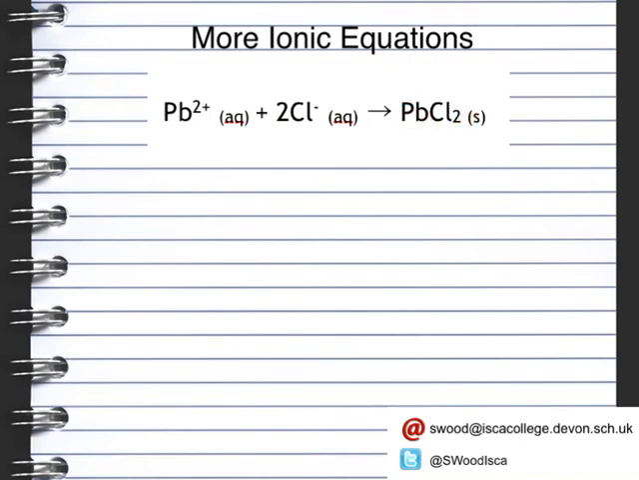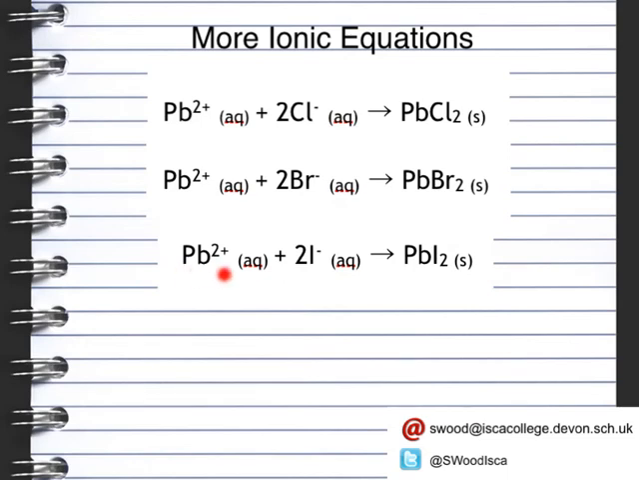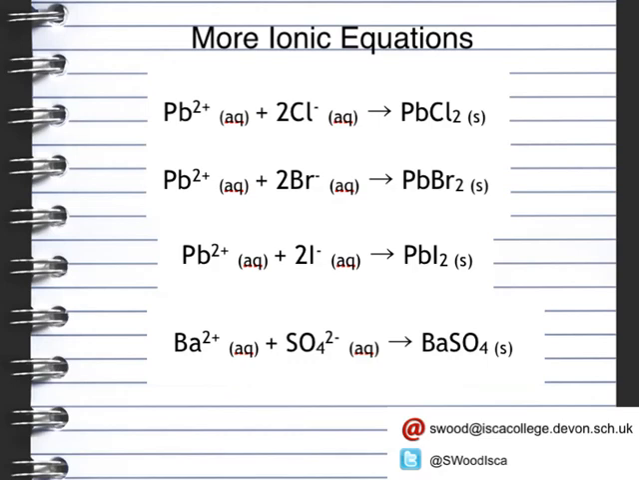PbCl2. The next one, with the bromide ion, follows exactly the same pattern, as does the iodide. So we've got 2 iodide ions to make lead iodide. The last one, barium sulfate: here we've got the Ba2+ and the sulfate ion is a 2- ion, and therefore that balances out to a 1-to-1 ratio, so you've got 1 barium ion and 1 sulfate ion forming that solid.